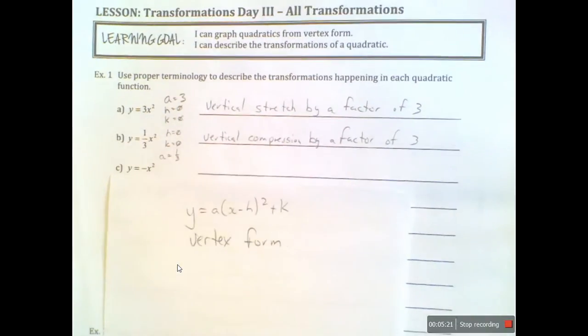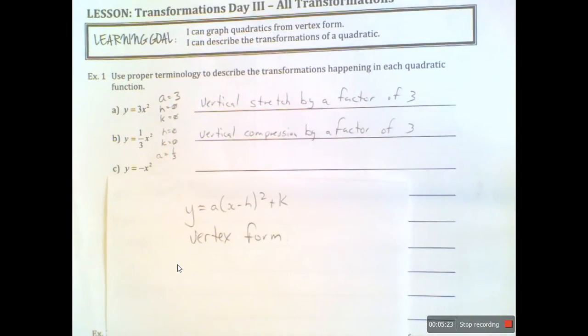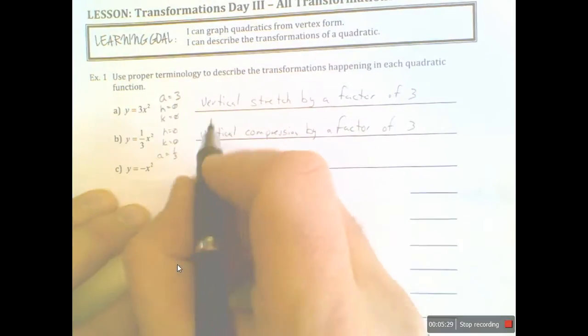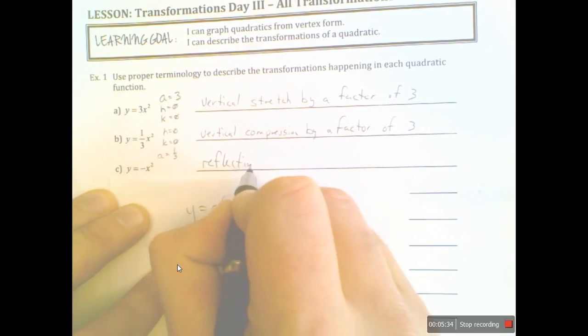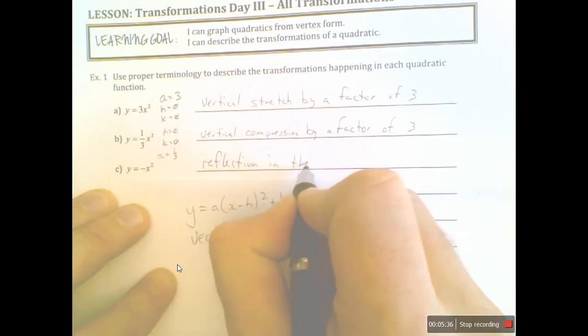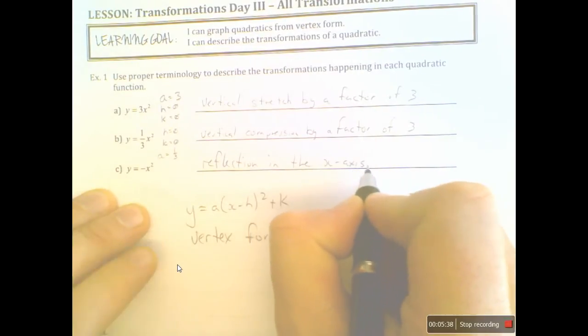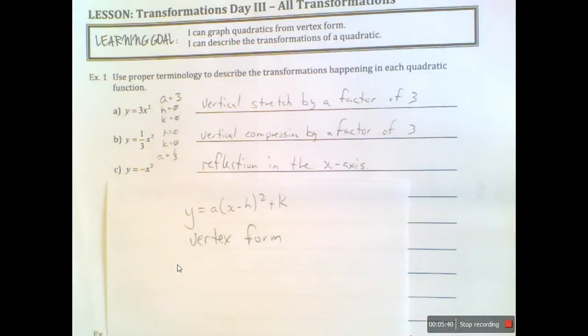And then the last one that we learned yesterday, y equals negative x squared. What does that do? Can anybody describe that? Rip and Preet? Reflection in the axis. Nice. Reflection in the x-axis. And so it's like a mirror image.